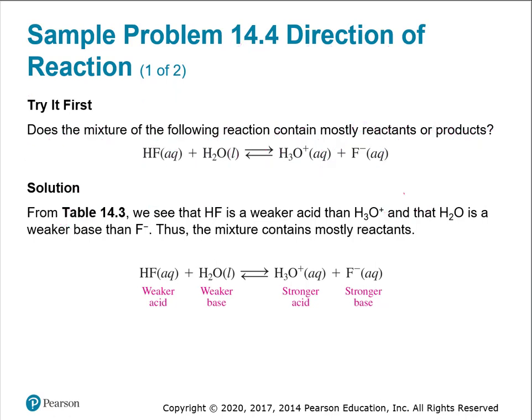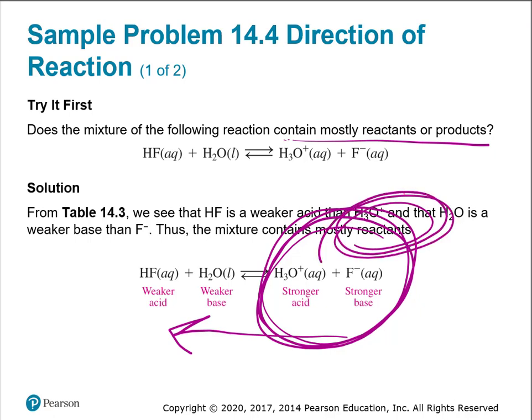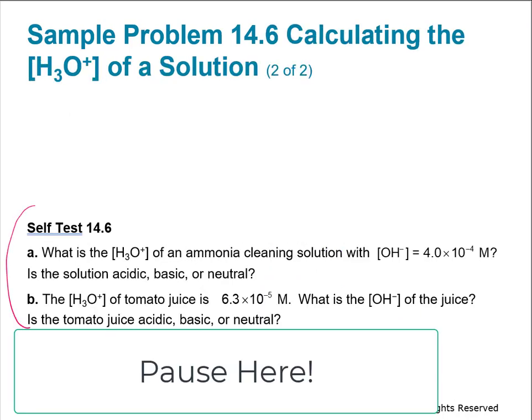And then to figure out if we have mostly reactants or products, since my product side are my stronger acid and stronger base, it's going to push the reaction to the left, giving us mostly reactants. Pause the video here to do A and B.